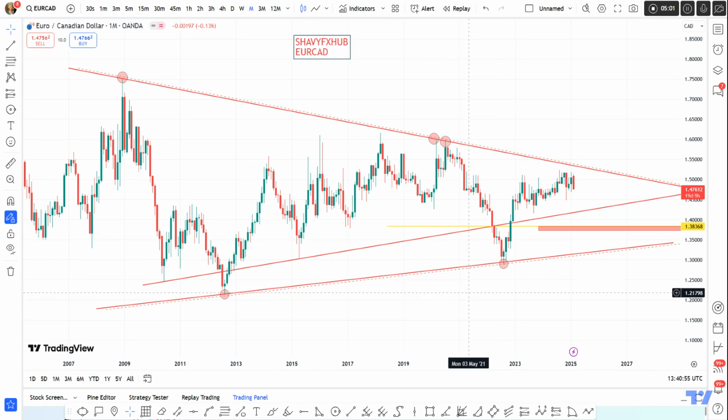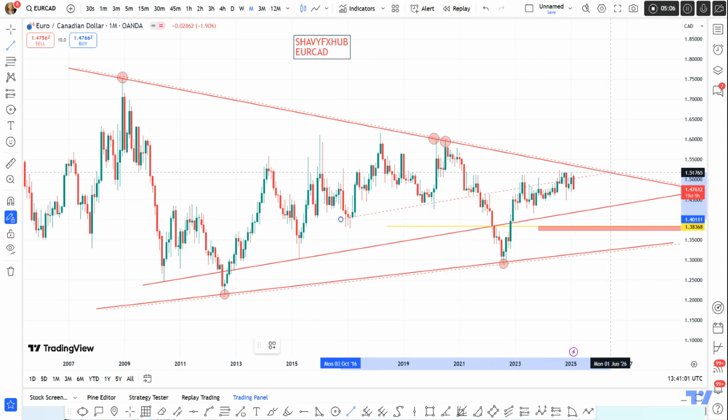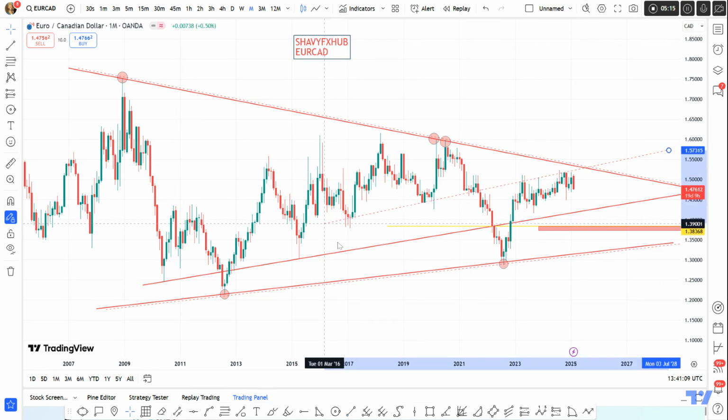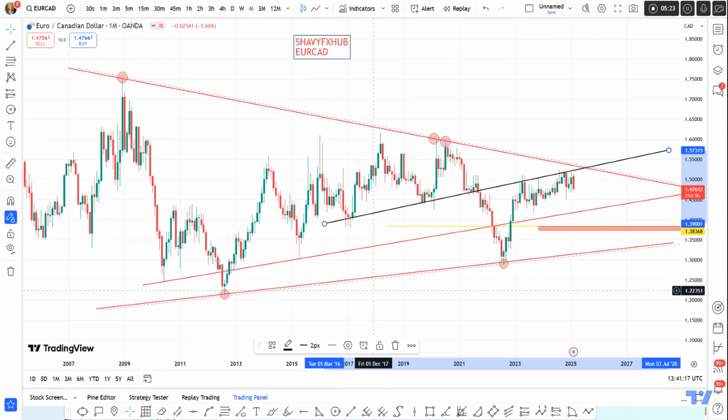So what we'll see here is then we have a midterm break. We have a structure at this level, which I also see as a very clean break of structure, and market has reacted and rejected that supply roof. So after rejecting that supply roof on monthly time frame, you can see that Eurocad has started dropping.